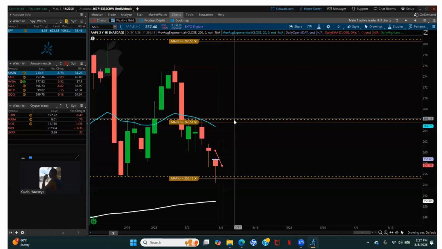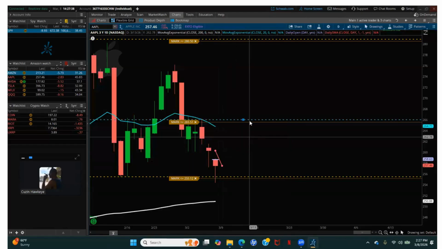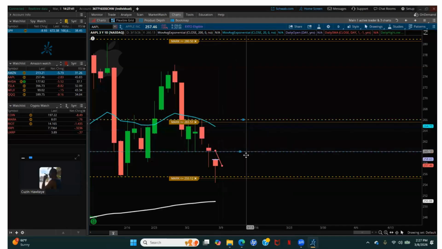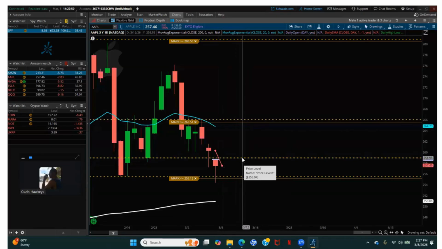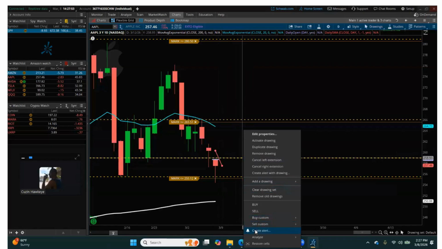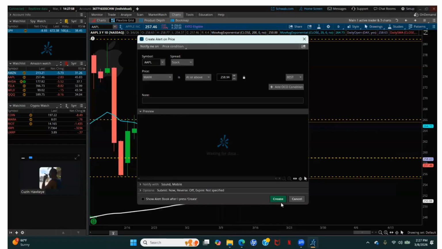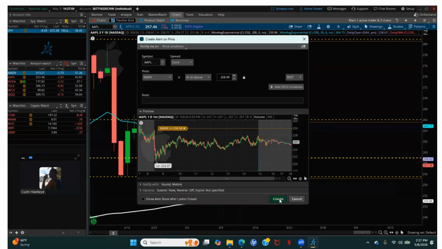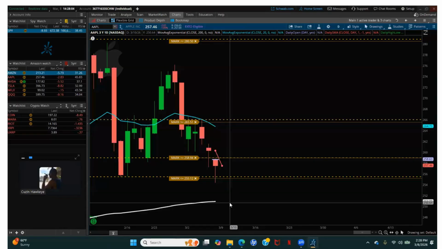So again, now I'm going to put a line above last Friday's high right here. So here we have it. And I'm going to put another alert in place. Here's the alert. Let's put that alert in place. And there's my alert. So there are no excuses.